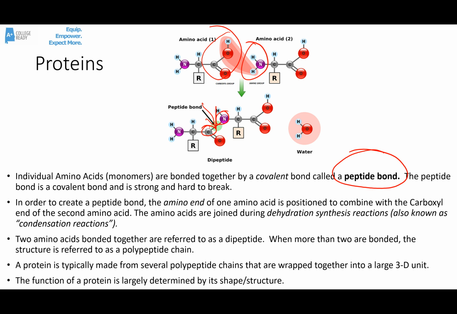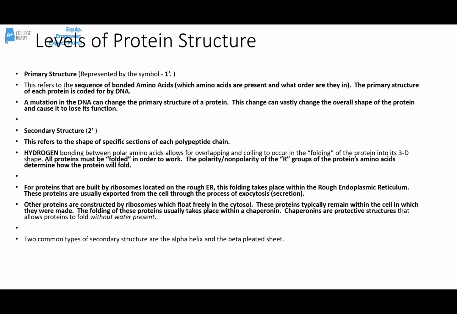three-dimensional unit. Remember that the function of a protein is usually determined by its shape or its structure, the way those chains wrap together. So we talk about the levels of protein structure on typically 4 different levels. The primary level, or 1° level, is determined by the sequence of the amino acids. Which amino acids are present and in what order are they? This is the part of a protein structure that's coded for by DNA.